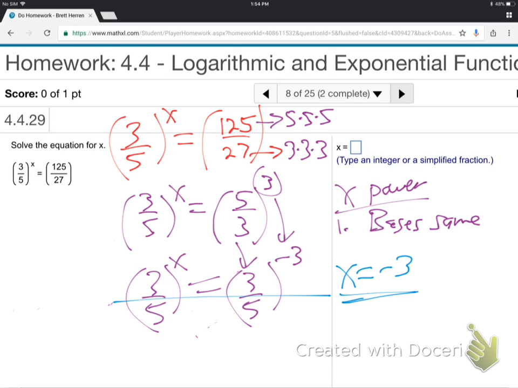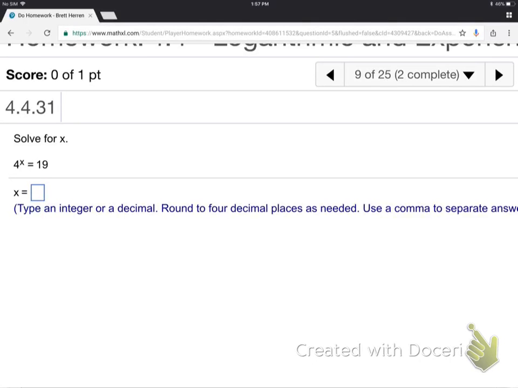There's nothing more to do, right? The powers must be equal. Once you make the bases the same, you know the powers must be equal. Is everybody okay with that? Remember those tricks from algebra, negative power stuff? Questions on that one? Okay, so here we're going to have to do logs.